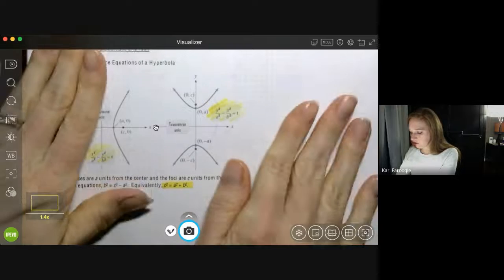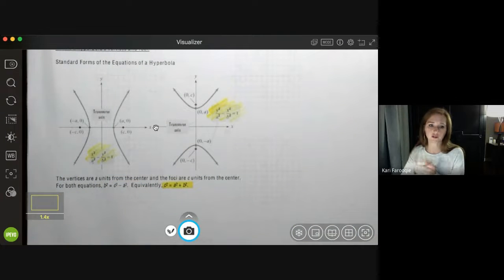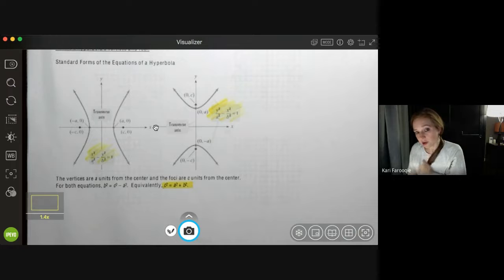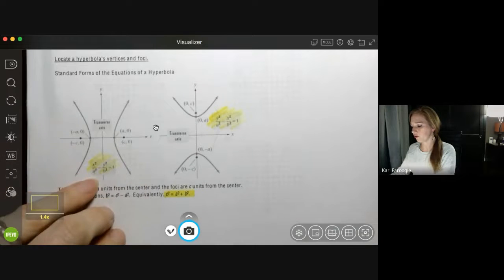Okay, any questions on page 1 as far as the definition for hyperbola or any of the properties so far? Okay. And if you took Algebra 2 in high school, you've probably already talked about these, so hopefully it's going to be a little bit of a review for some of you.